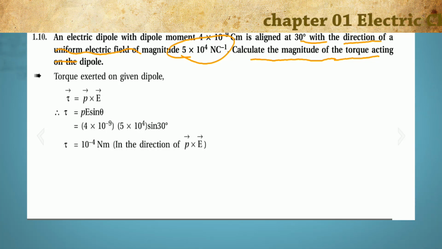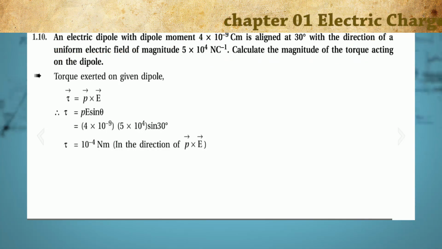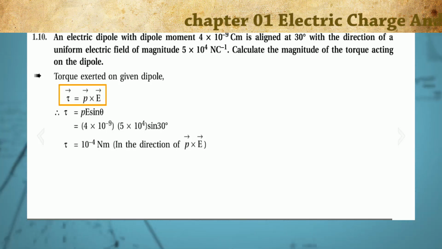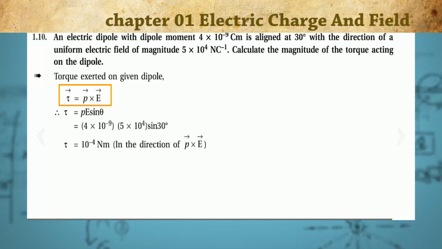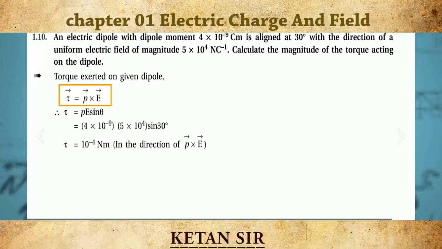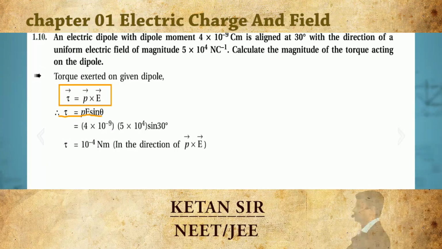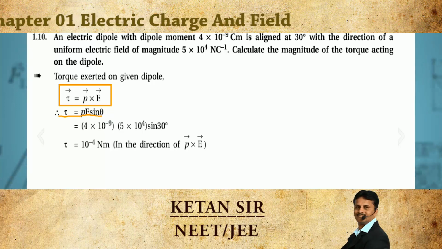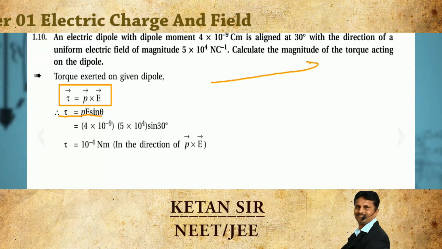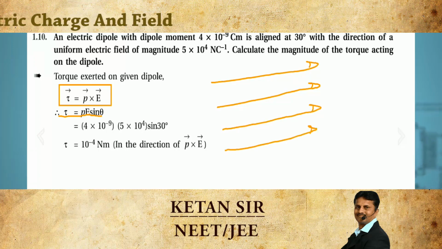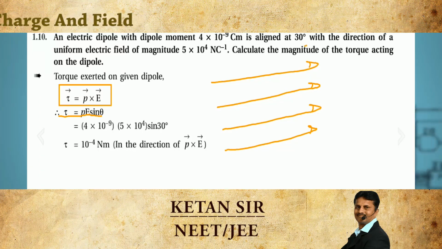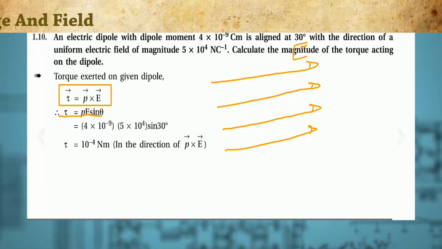Means we want to calculate the torque. The formula of torque is given to you. Tau vector is equal to P vector cross E vector, and the cross product answer is tau is equal to PE sin theta. First we understand the question. There is a uniform electric field of value E vector.